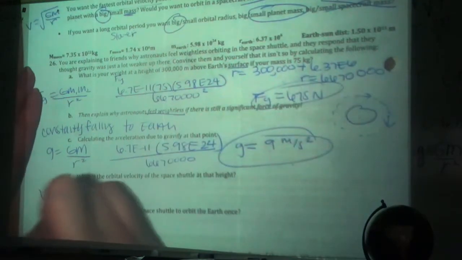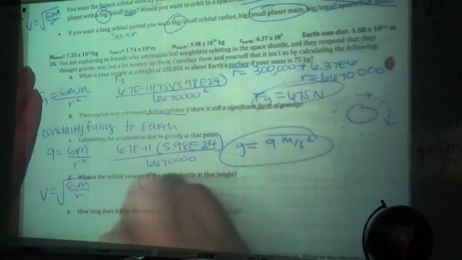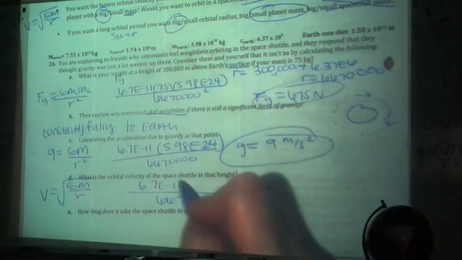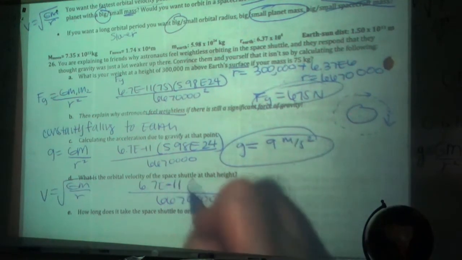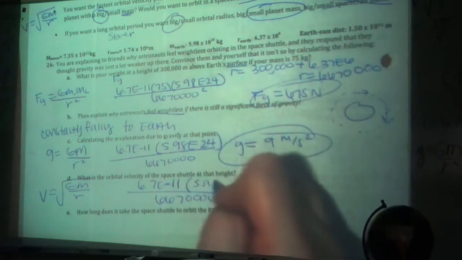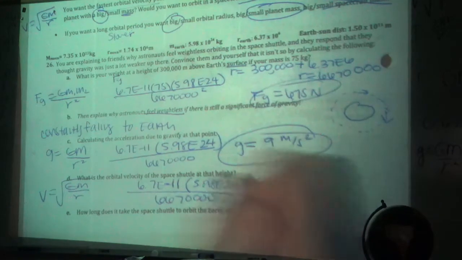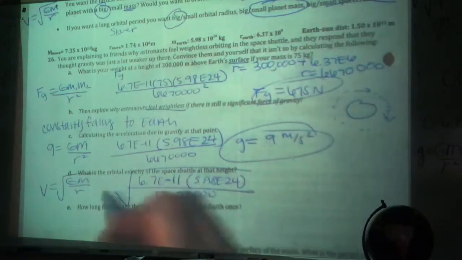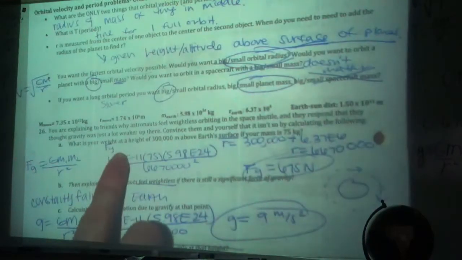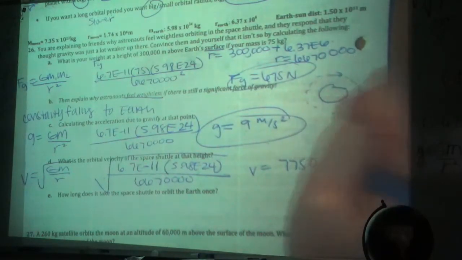Orbital velocity, square root of GM over r. We know G. We know the radius. It's the same radius because we're at the same height. And then we need to be careful with mass here. We want the mass of the thing we're orbiting around, which is the mass of the Earth. Mass of the space shuttle doesn't matter in this case. It did matter for the weight, because M1 and M2, but everything else, it doesn't matter. So you would get 7750 here.